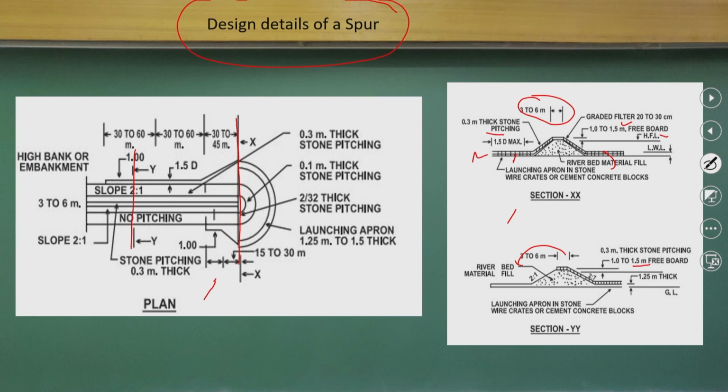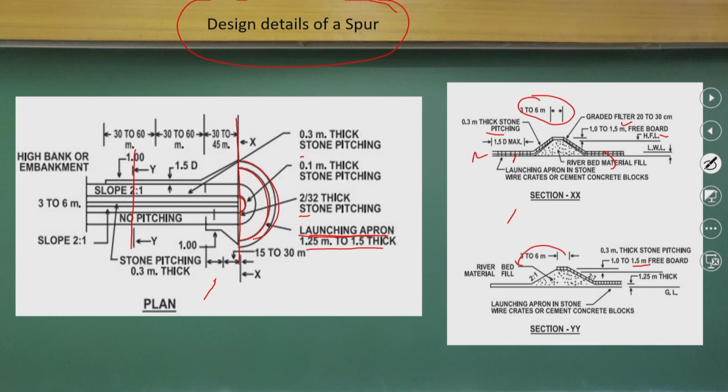To protect the scour hole positions, we should have launching aprons. That launching apron can have this thickness, the stone pitching thicknesses are there, and it could be layer-wise, and the dimensions are given here. So, the impermeable spur is nothing else but an embankment constructed with stone revetments using the Gabion mattress.